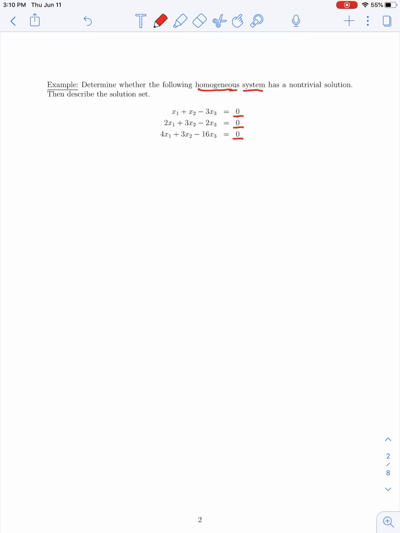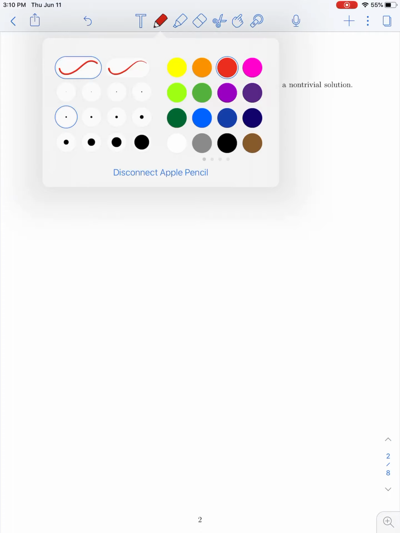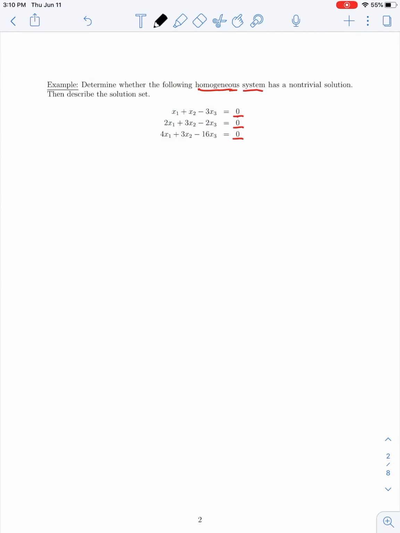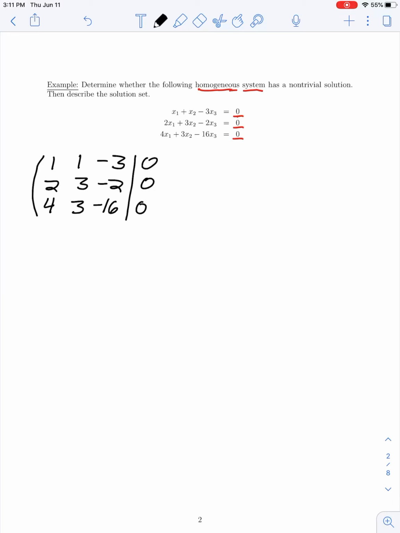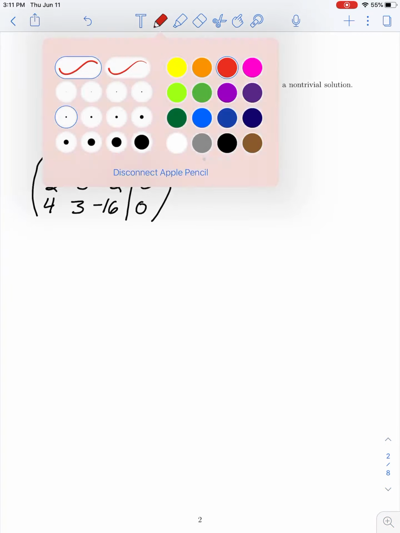So in order to determine whether a non-trivial solution exists, well, let's look at our system and see if there is some free variable. So let us consider the augmented matrix for this system. Our first row will be 1, 1, negative 3, 0. Our second row is 2, 3, negative 2, 0. And our last row is 4, 3, negative 16, 0. So again, using row reduction to try to put this matrix in row echelon form or reduced row echelon form, let's see what we can do.